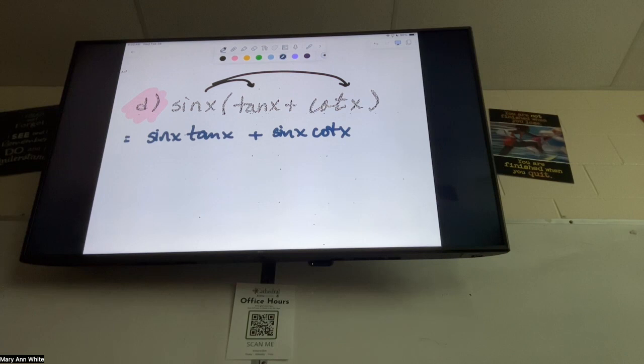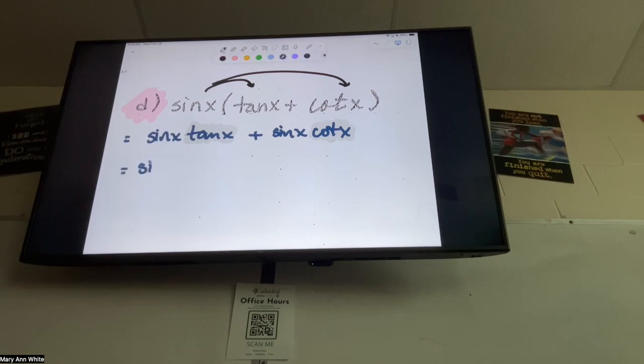So first thing I did is I distributed that sine to everything and got rid of the parentheses. That's good. Now I want to put things in terms of sine and cosine. Can we rewrite tan and cotan in terms of sine and cosine? Okay, let's do it.